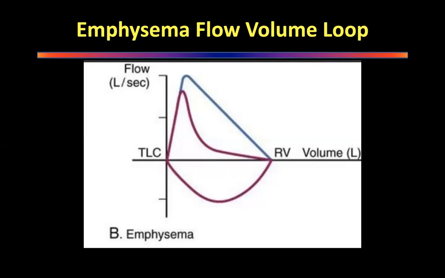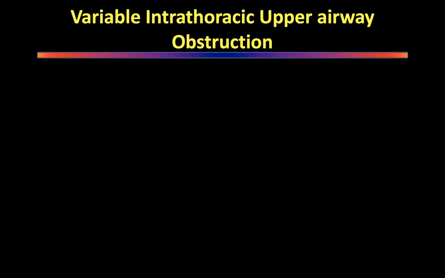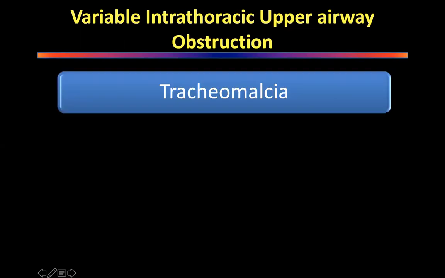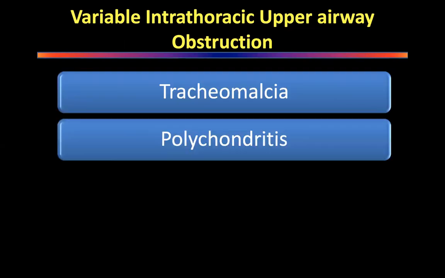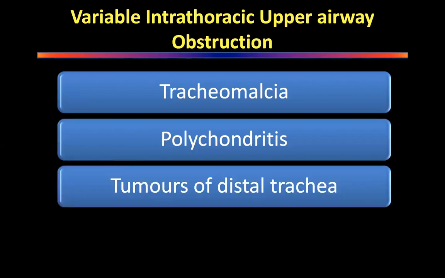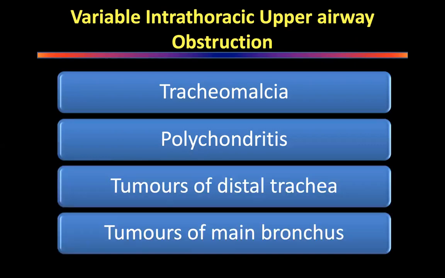So the next one is intrathoracic upper airway obstruction. What is a variable intrathoracic upper airway obstruction? What do you mean by that? So these are the things. If you've got tracheomalacia, or you've got polychondritis, or you've got tumors in the distal trachea, or tumors in the main bronchus, then there is an obstruction to the flow of the air, but it is within the chest. This is not outside the chest. The obstruction is within the chest.